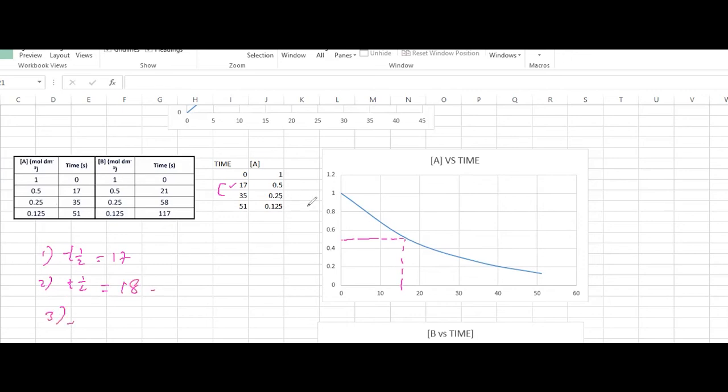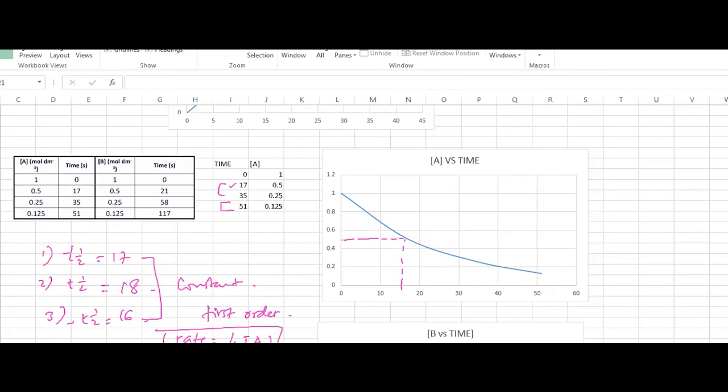And then it falls to half again to 0.125. You can see the difference: 51 minus 35, it is 16. So we assume this is constant. If it is around 1 or 2 off, we still assume this is constant. Since this is constant, it is first order. Because this is first order, rate equals k times A to the power of 1. So it will be like this.